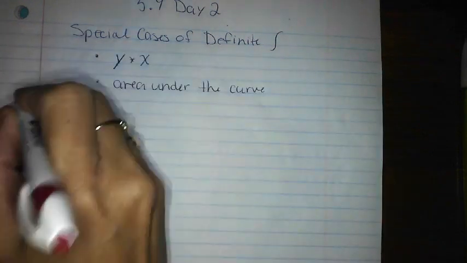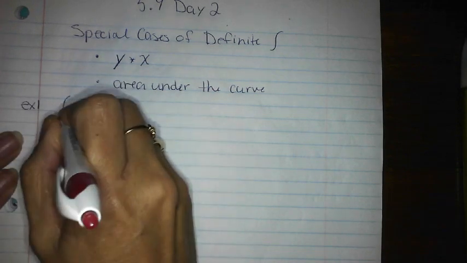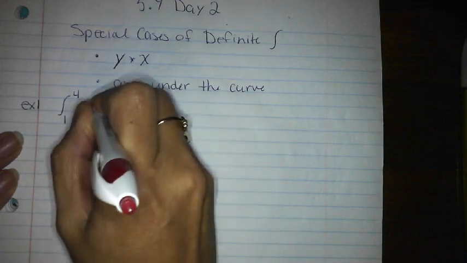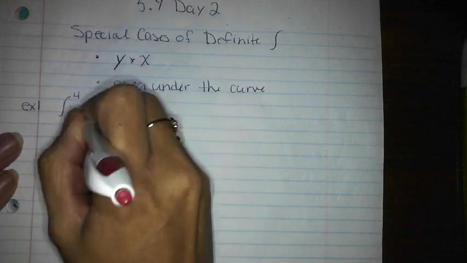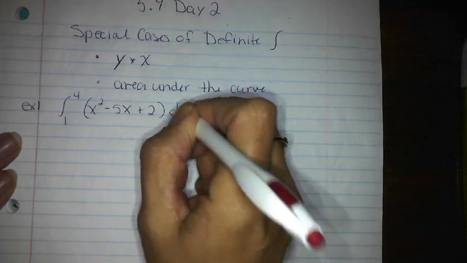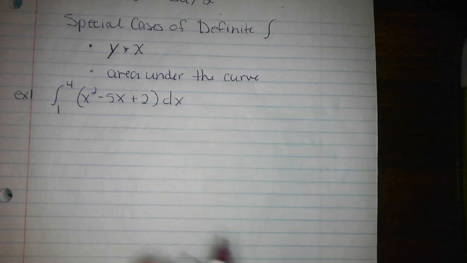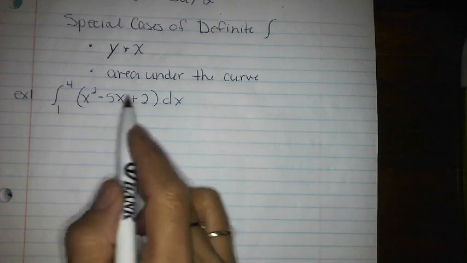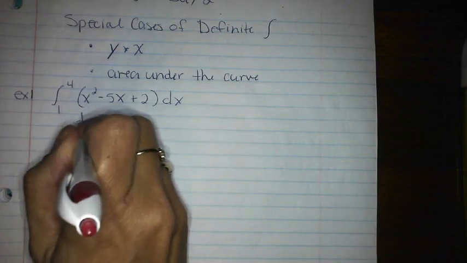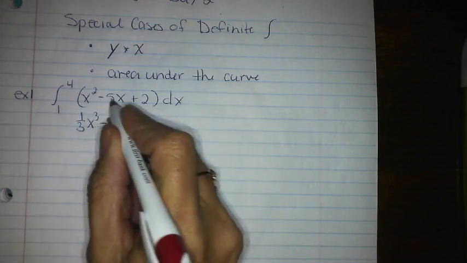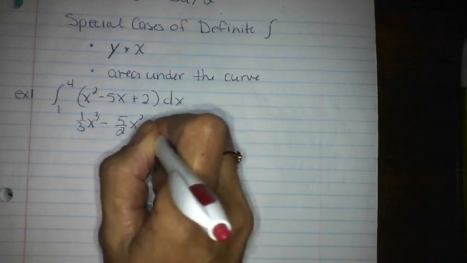Look, first one. We're looking at the area from 1 to 4 of x squared minus 5x plus 2 dx. We're going to plow right into the antiderivative like there's nothing special here. We'll do our power rule on each separate term. So this becomes 1/3 x cubed, this becomes 2 times 1/2 x squared, plus 2x.